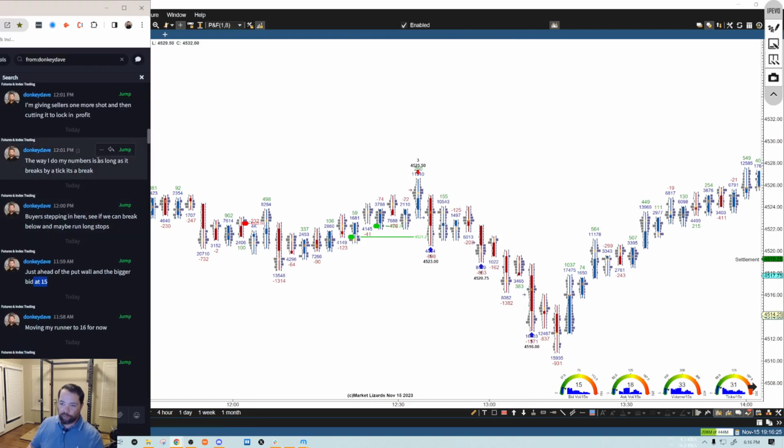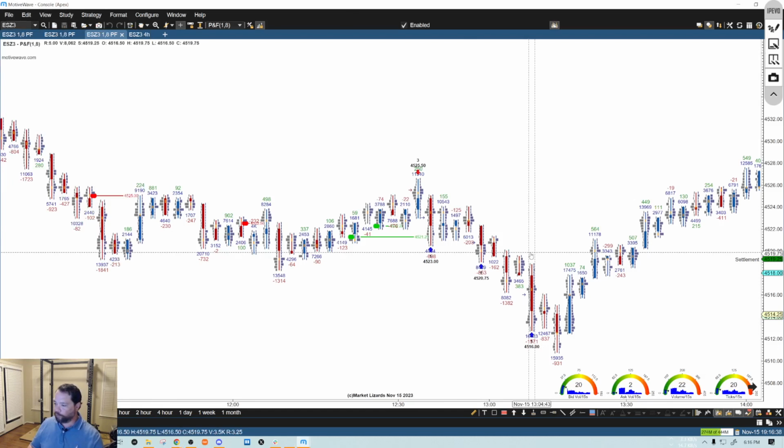The way I do my numbers is as long as it breaks by a tick, it's a break. That was another conversation talking about the IB. I'm giving sellers one more shot and then cutting it in to lock in profit. That was at 12 o'clock. So I've been in this trade for 20 minutes at this point. So that was actually here.